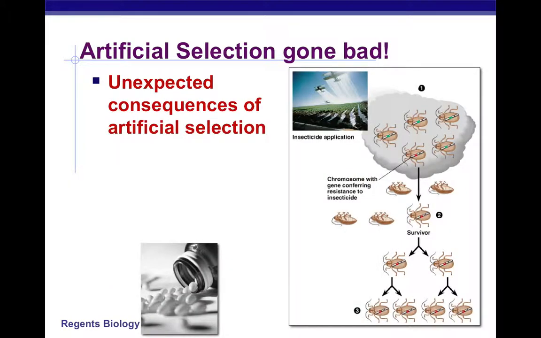Some unexpected results of artificial selection have been antibiotics and pesticides. With pesticides, we throw all these pesticides on the plants, and yes, they kill a majority of the insects, but every once in a while you have an insect that is immune to that particular poison, and that insect now survives and can reproduce, and that entire population becomes immune to the pesticide, and the pesticide becomes useless.